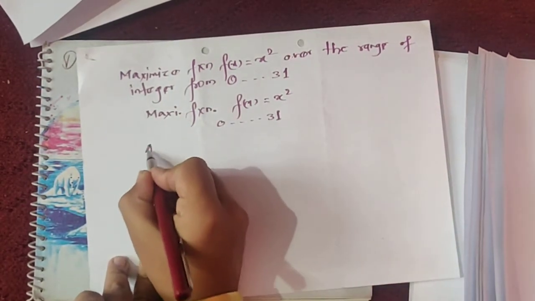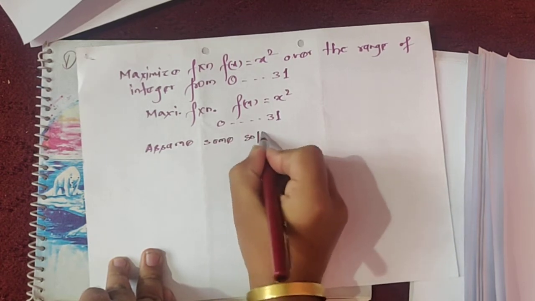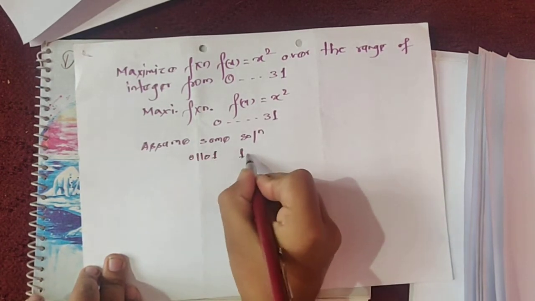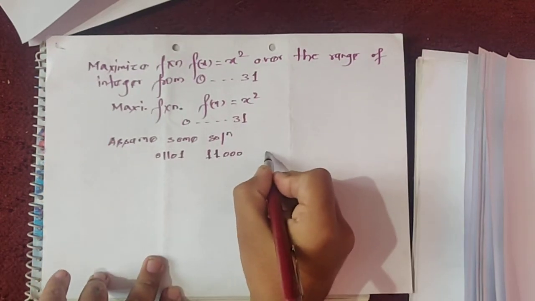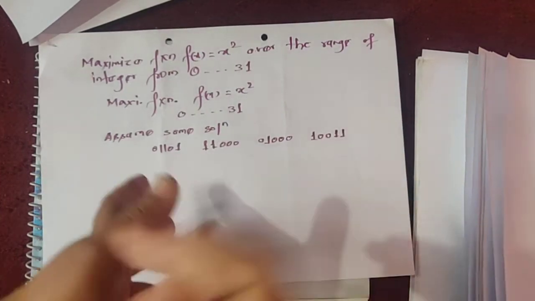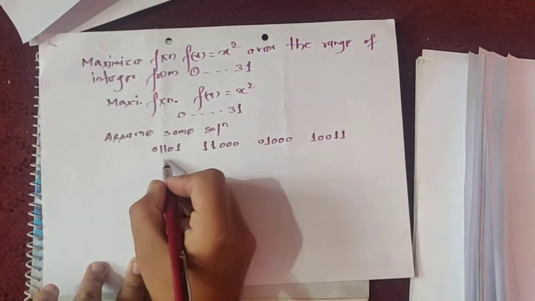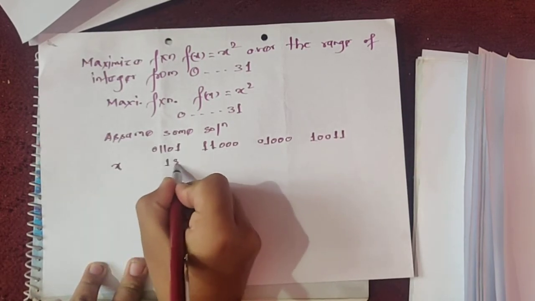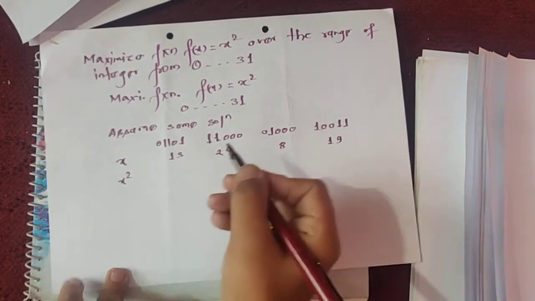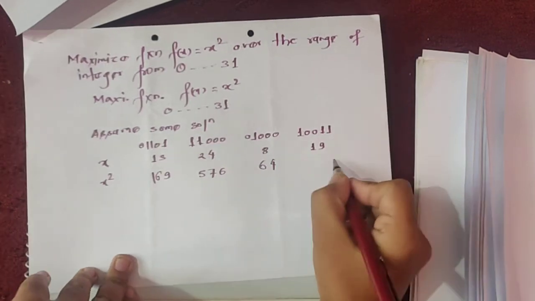So let us assume some solution. The range is 0 to 31. Let us assume some binary strings: 01101, 11000, 01000, 10011. This is only an assumption; you can assume other numbers also. Converting them into numbers, they are 13, 24, 8, and 19. Calculating x square, that is f(x): 169, 576, 64, 361.